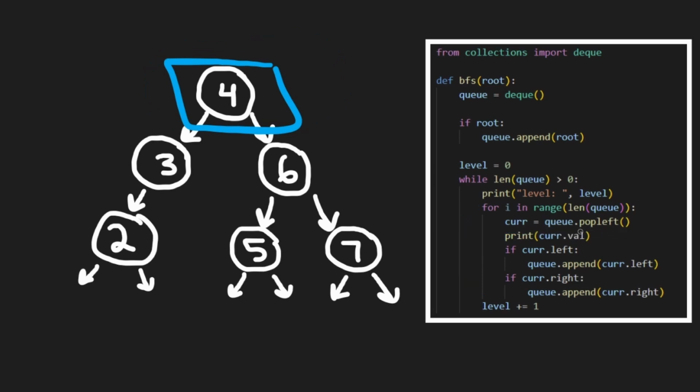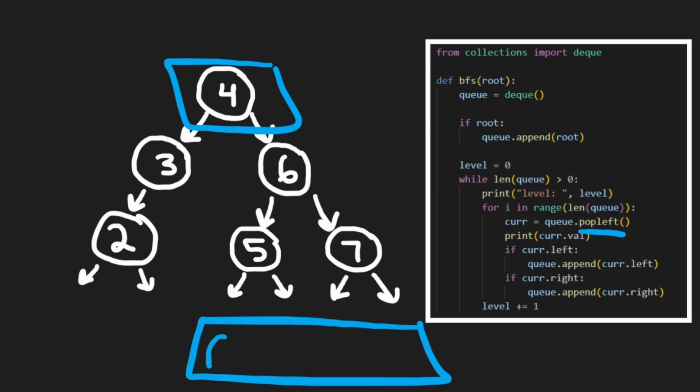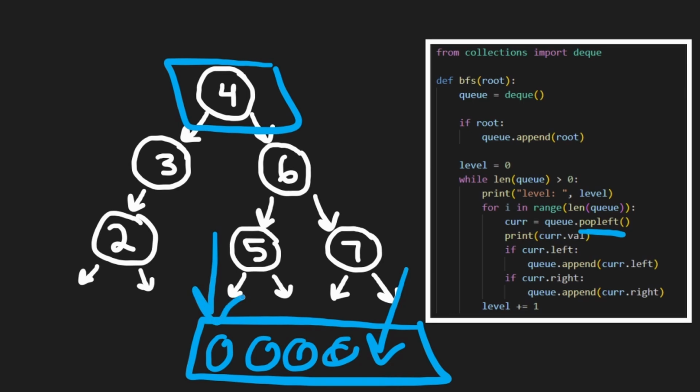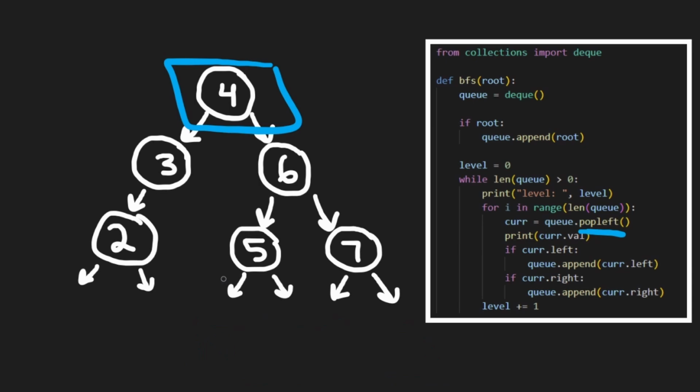In Python, it's called pop left. But you can just kind of imagine this is what the queue looks like. We add elements like this. So we're adding to the right and we're popping from the left. This is just our standard queue pop. We're popping from the opposite side that we're pushing. So it's first in, first out. So we pop the node 4, we get it, we print the value of it, then we check its left and right children. We want to take its children and add them to the queue.